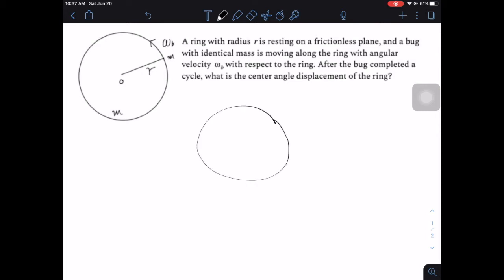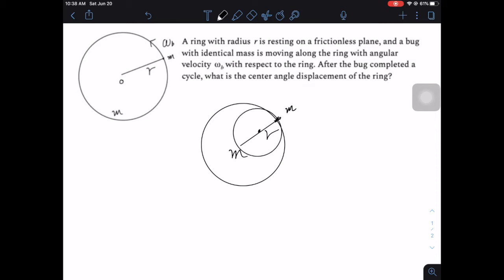So welcome back guys. First, let's see what will happen to both the bug and the ring when the bug is displacing on the ring. Because we know that on a frictionless plane, the center of mass has to be at the same position regardless of the movement, because there's no external force acting on it. And because the ring and the bug have the same mass, the center of mass will be at the center of the radius of the ring.